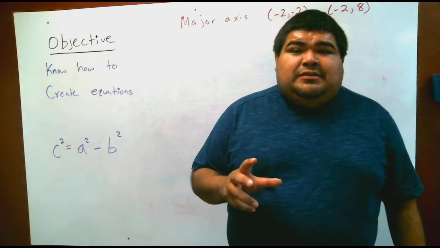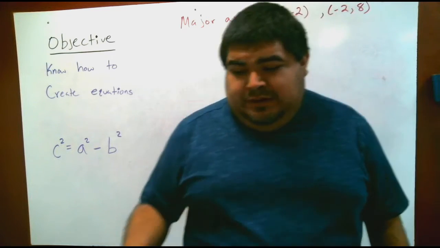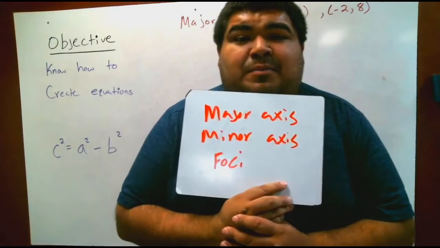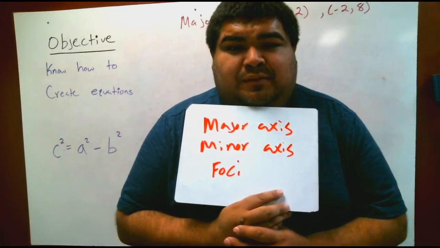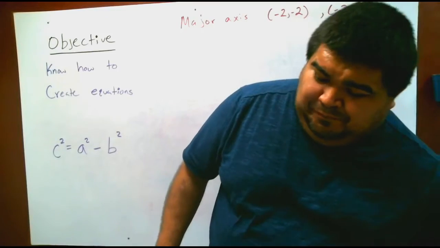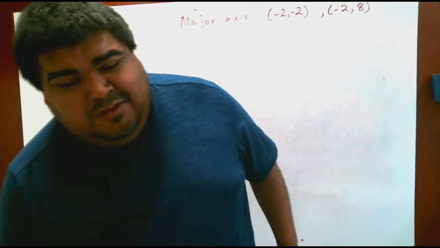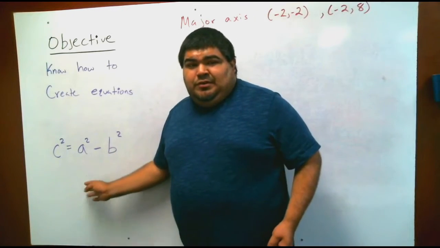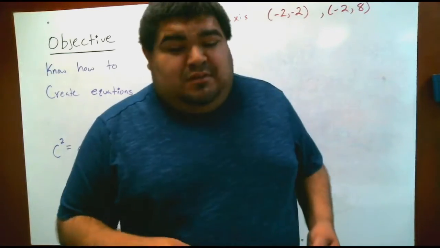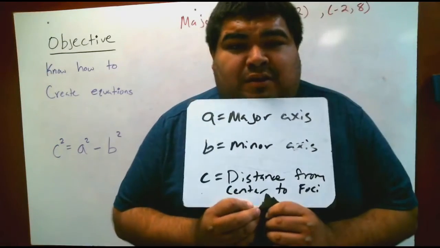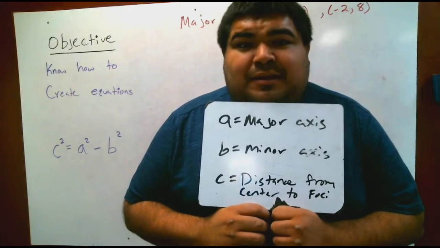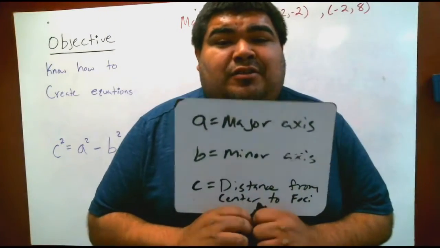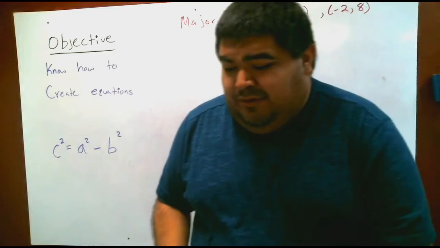There are three things our ellipses are going to need: our major axis, our minor axis, and our foci. It's a fancy word, foci. They revolve around this equation. The reason is because those three things are: a equals your major axis, b is your minor axis, and c is your distance from center to foci, okay? If you guys remember the foci from last class.